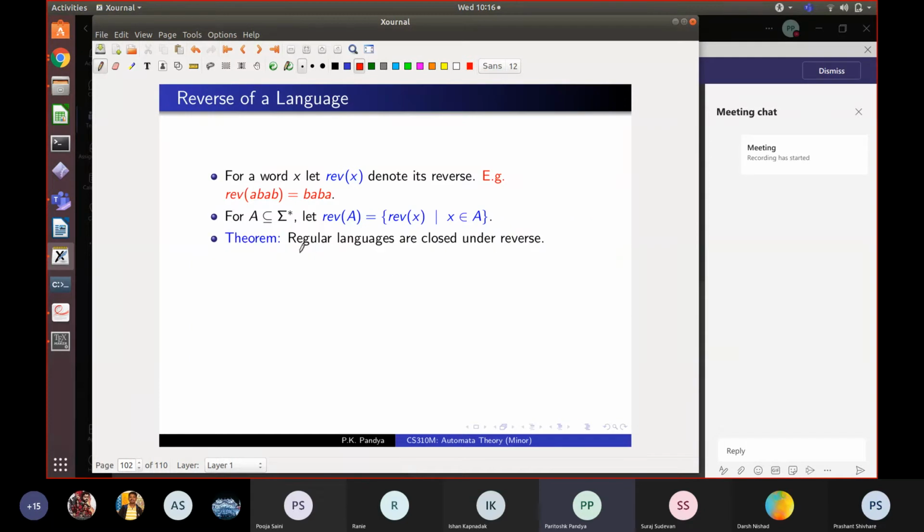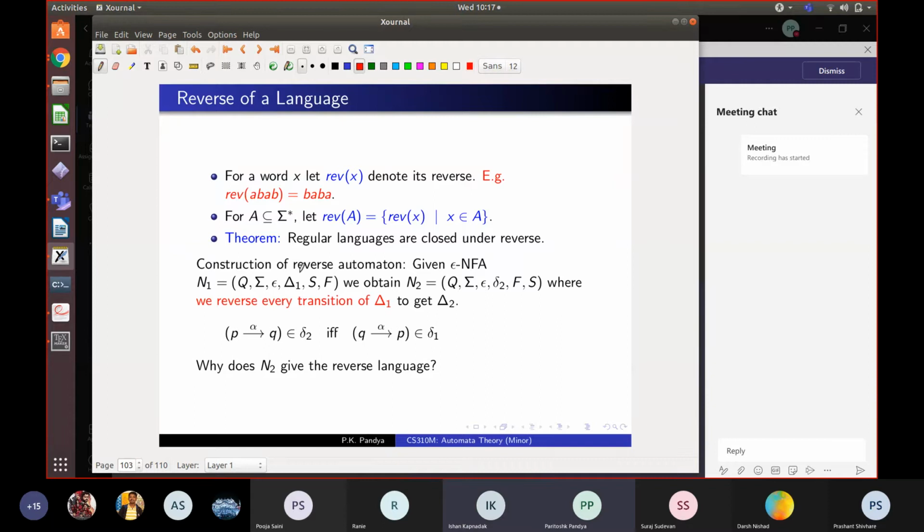Next, our theorem is that regular languages are closed under reverse. When we say something like this, what do we mean? We have shown regular languages are closed under union, intersection, catenation, even Kleene closure, right? So what kind of theorem did we prove in order to show this? If there is an epsilon NFA accepting A as a language, then we can construct an epsilon NFA which accepts reverse of A. Right. So how will we do that?